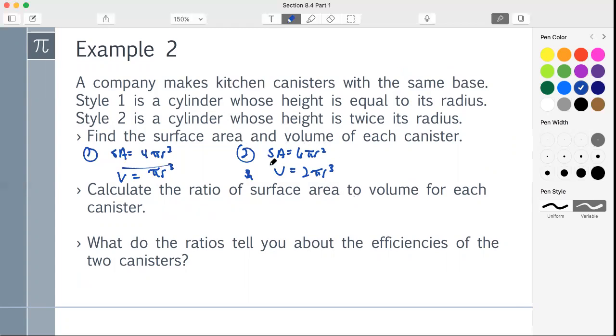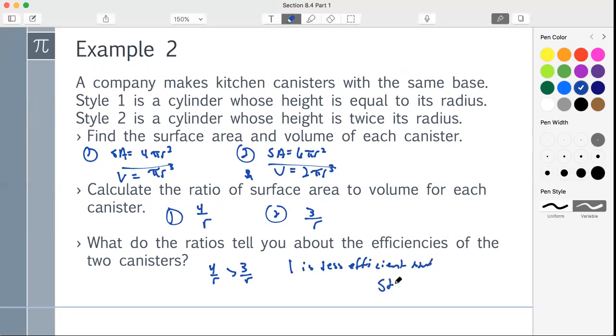All right, now find the ratio of the surface area to the volume. So basically, we're just going to be dividing these fractions over each other. So for number 1, when you divide, notice the pi's cancel, so you're left with 4 over r. For number 2, pi's cancel, you're left with 3 over r. All right, now, since 4 over r is greater than 3 over r, style 1 is less efficient than style 2. Okay, the smaller the ratio, the more efficient. Since style 1 had a larger ratio, it's less efficient.